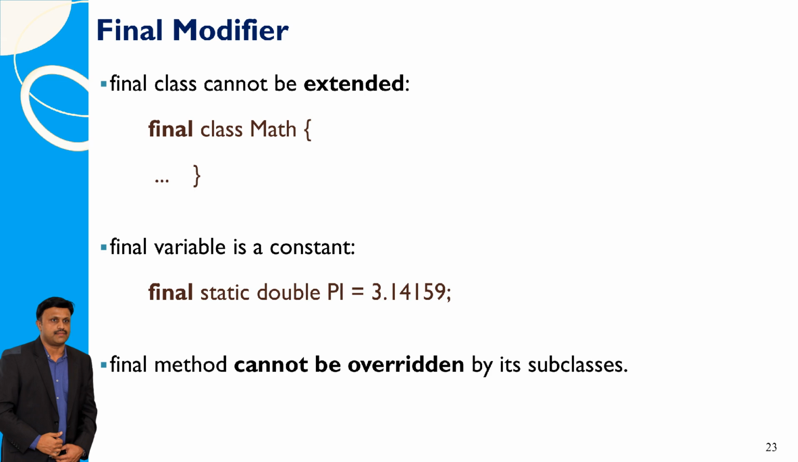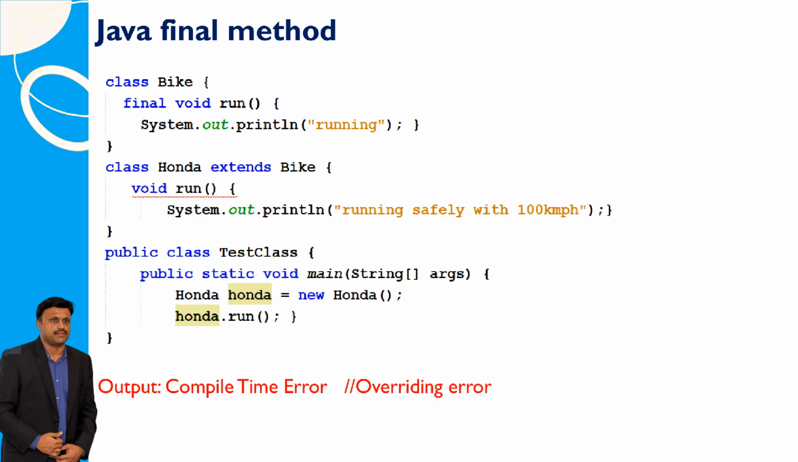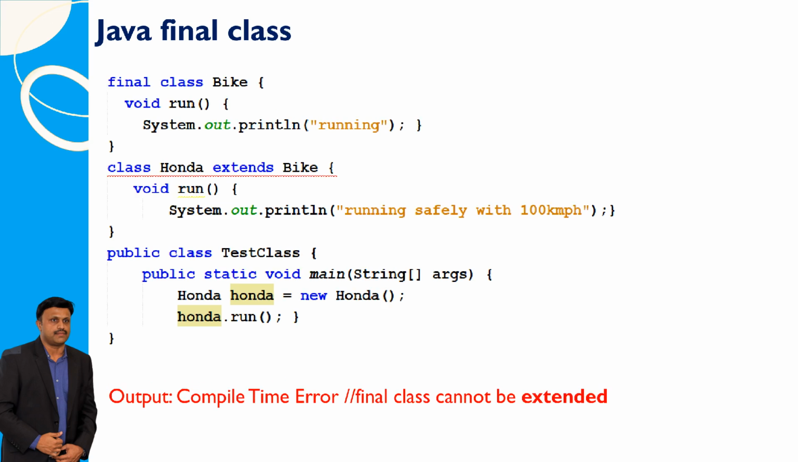Furthermore, a final method cannot be overridden by subclasses, ensuring its implementation remains consistent across the inheritance hierarchy. Java code results in a compile time error because the Honda class attempts to override the final run method from the Bike class, which is not allowed. Java code defines a final class Bike that cannot be extended, and a Honda class attempting to extend Bike can override its run method. Since Bike is declared as final, this results in a compile time error because final classes cannot be subclassed. Consequently, the code fails to compile and does not produce any output.